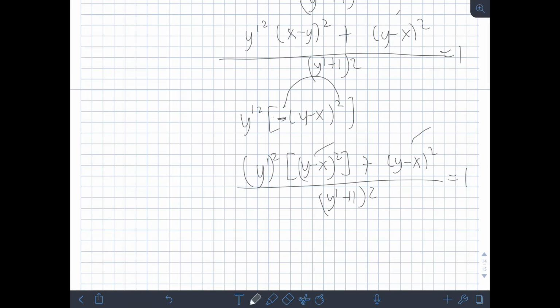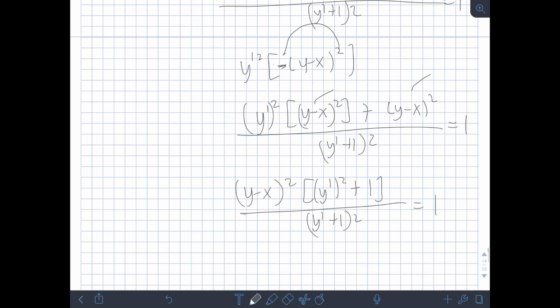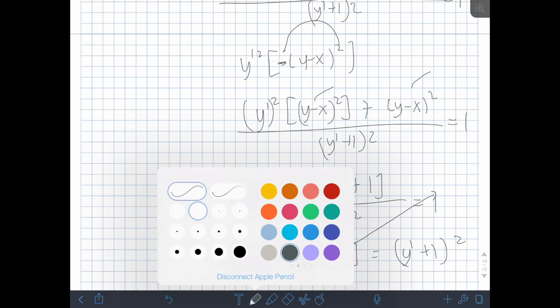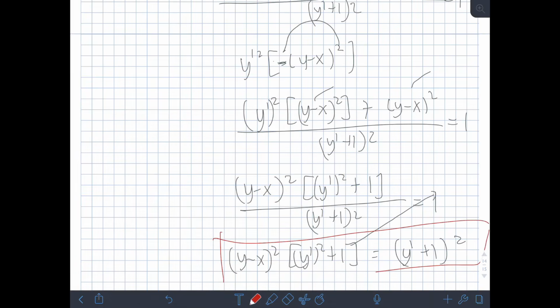So, factor out na nga natin to, magiging (y minus x) squared and then (y prime squared plus 1) over (y prime plus 1) squared equals 1. Pwede natin i-cross multiply itong (y prime plus 1) quantity squared sa right side, magiging (y minus x) squared times (y prime squared plus 1) equals (y prime plus 1) quantity squared. So, therefore, this is the final answer.